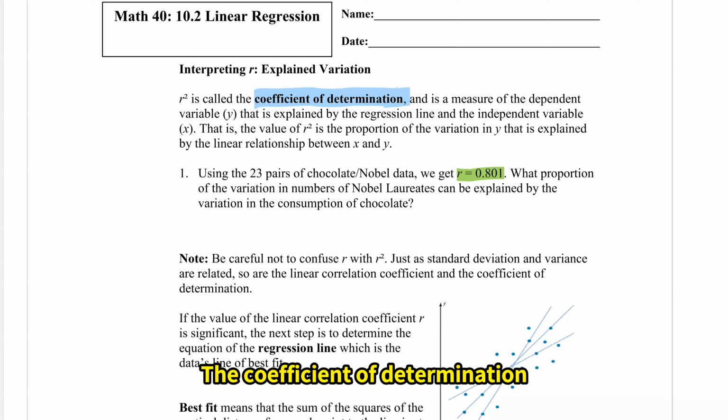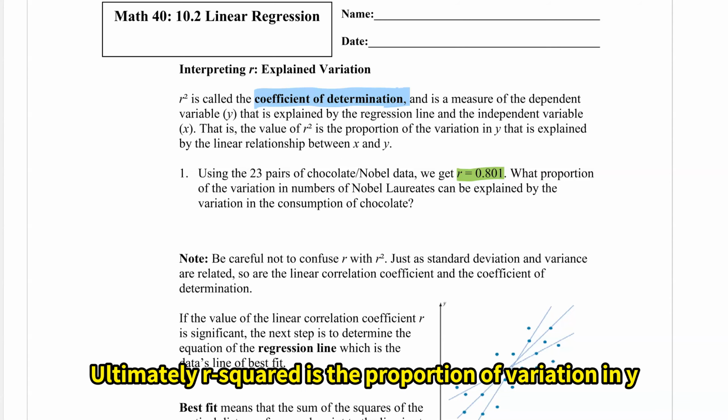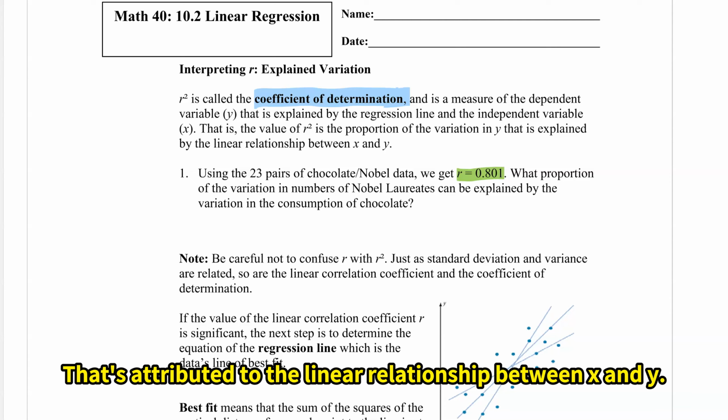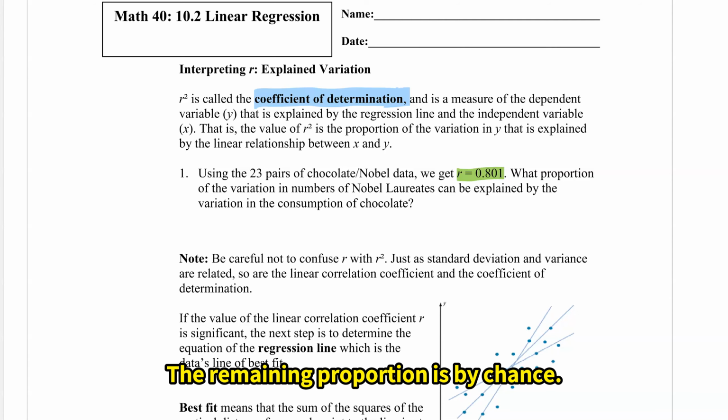The coefficient of determination is a measure of the dependent variable that is explained by the regression line and the independent variable. Ultimately, R squared is the proportion of variation in y that's attributed to the linear relationship between x and y. The remaining proportion is by chance.